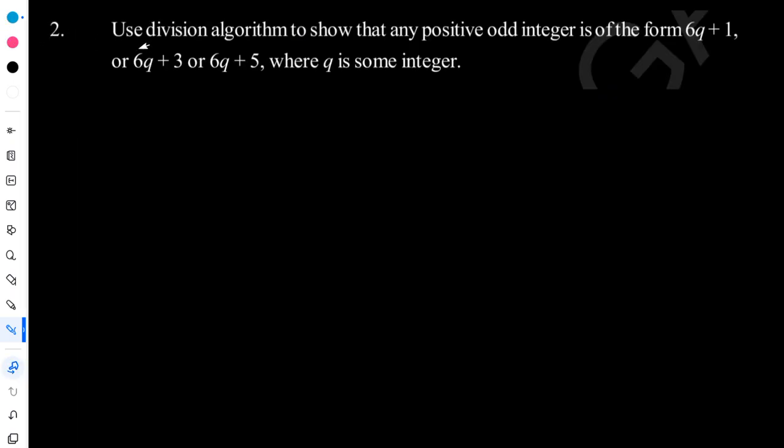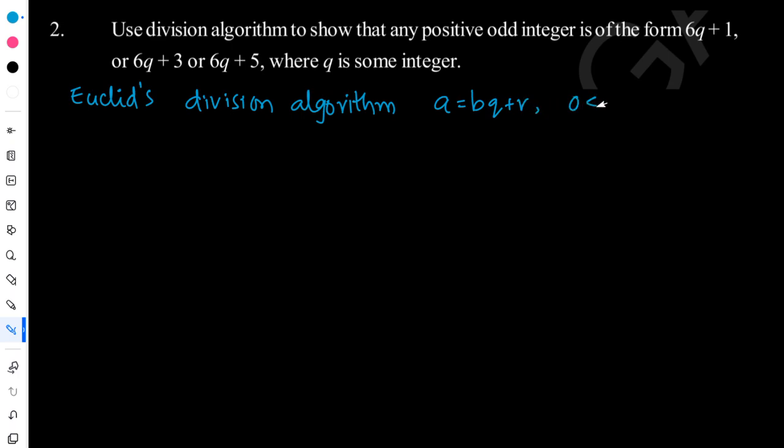Next question. Use Euclid's division algorithm to show that any positive odd integer is of the form 6q plus 1, 6q plus 3, or 6q plus 5. So first write Euclid's division algorithm. What is Euclid's division algorithm? Let a and b be two positive integers, a equals bq plus r, where r is the remainder, 0 less than or equal to r less than b.